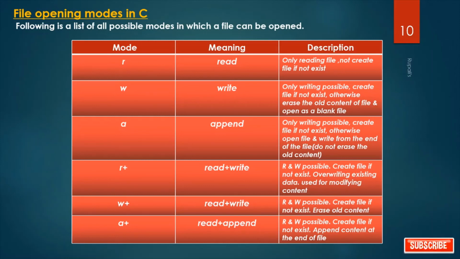And finally, a plus, that is read plus append. Searches for the file. If the file exists, it loads it into memory and sets up a pointer which points to the first character in it. If the file doesn't exist, a new file is created. Returns null if unable to open the file. Operations possible are reading existing contents and appending new contents to the end of the file. It cannot modify existing contents.